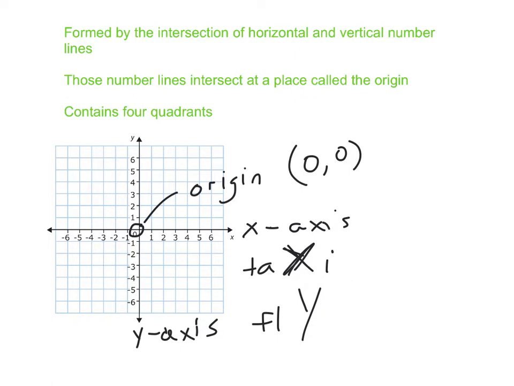And then the last part is that it contains 4 quadrants. And we label these with Roman numerals. The first one is the top right, and that's quadrant 1. We have quadrant 2, then we go down to quadrant 3 and then quadrant 4. So we start up here and go counterclockwise.